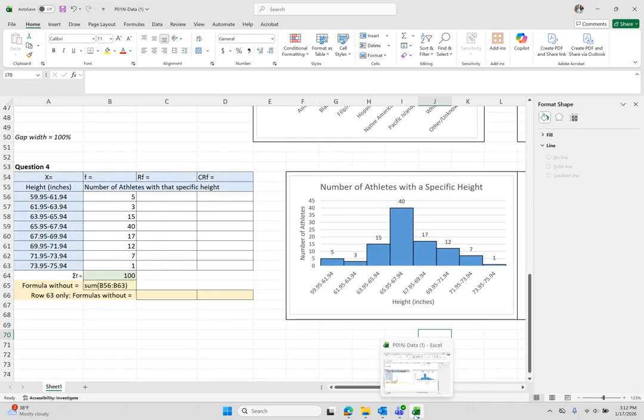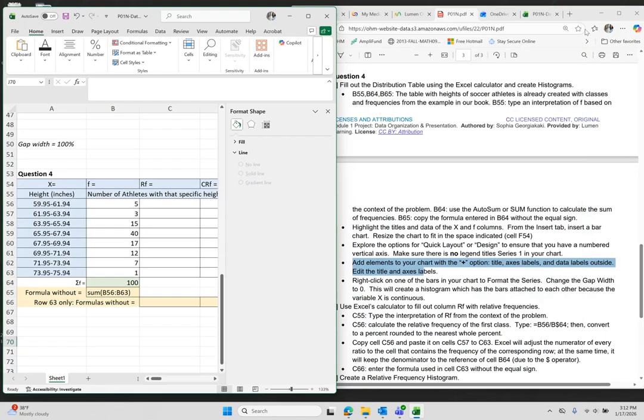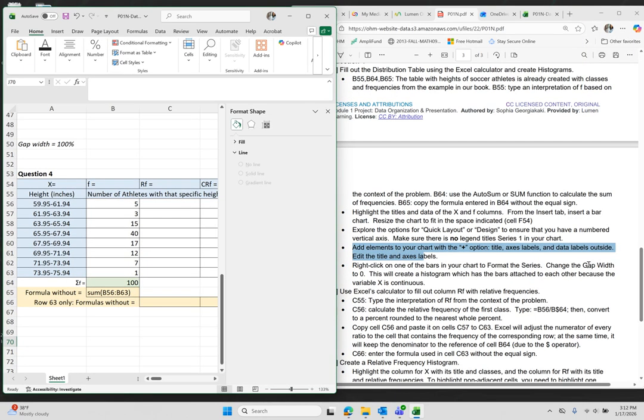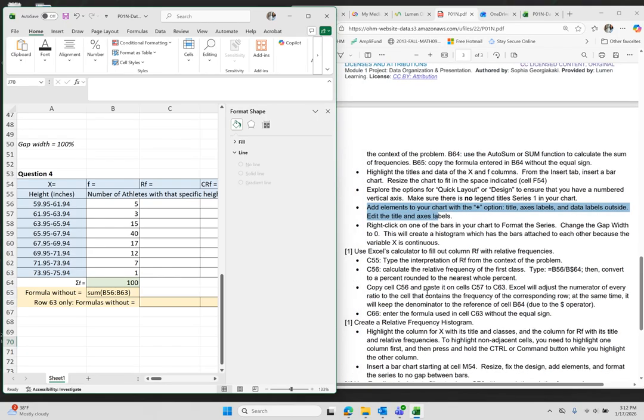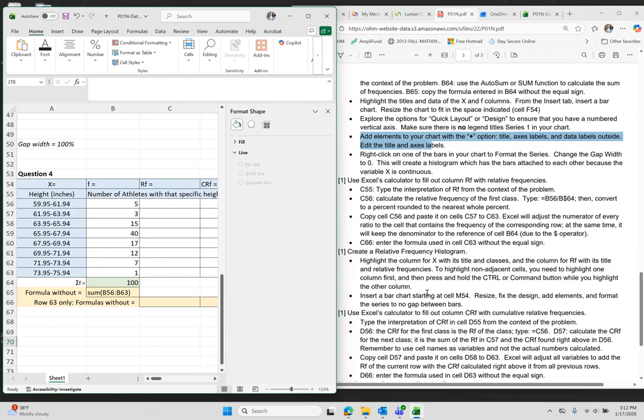Now, let's see if they need us to do anything else here. Format the series to change the gap width to 0. So we already did that. That's what makes it a histogram. And after that, we are done, and we will move on to the relative frequencies.